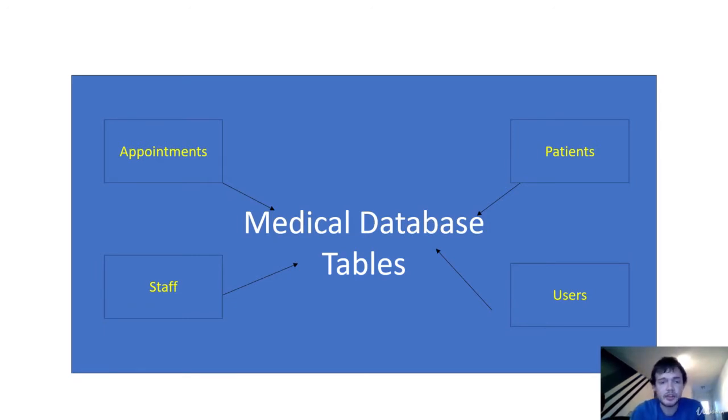It would hold a patients table which holds patients relating to this medical institution, a staff table for staff members, and finally a users table where people can log into the application that's using this database, right? So the database holds tables, and those tables hold data. That's the best way to think of it.